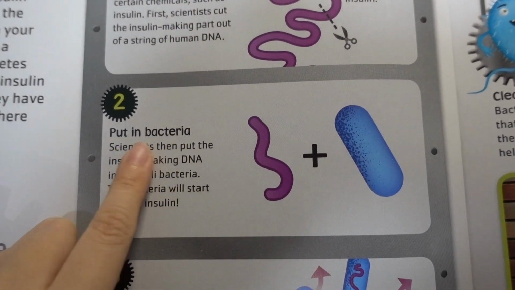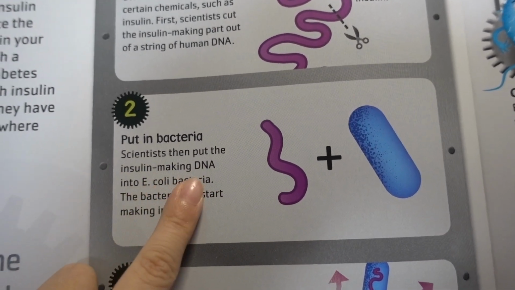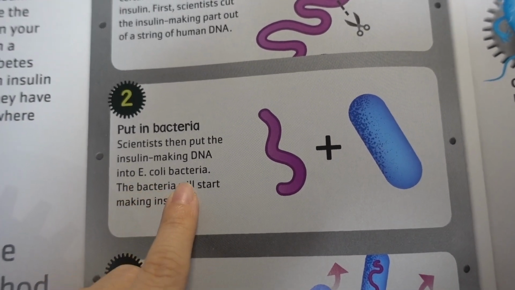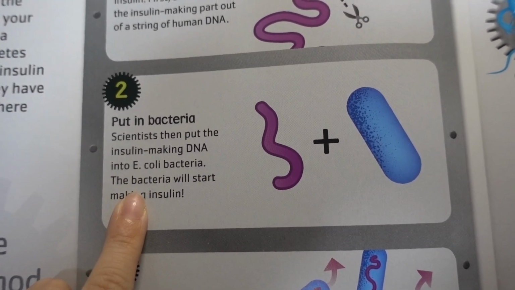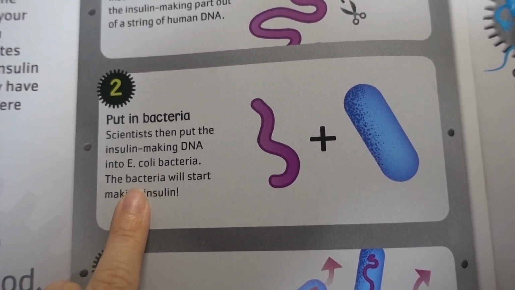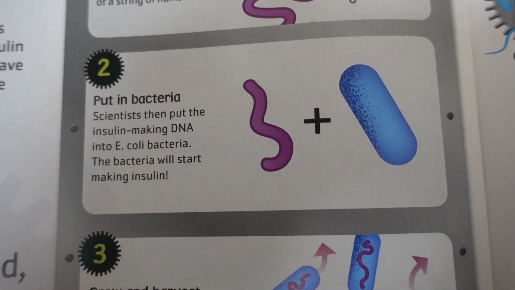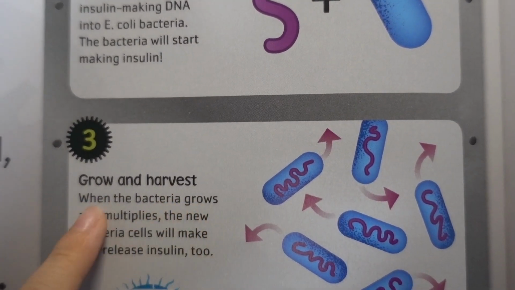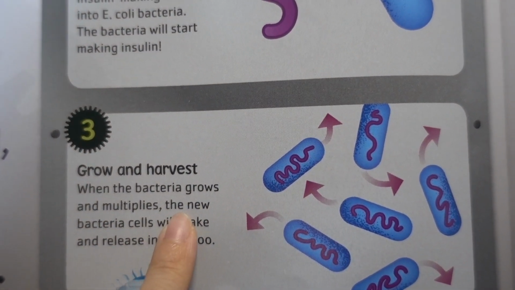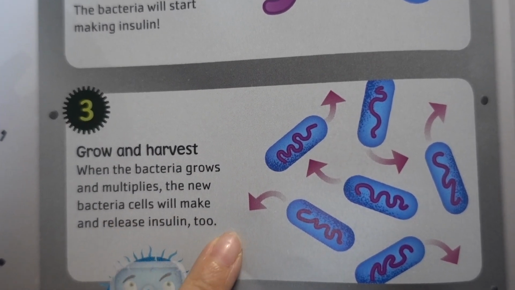Put in bacteria. Scientists then put the insulin-making DNA into E. coli bacteria. The bacteria will start making insulin. Grow and harvest. When the bacteria grows and multiplies, the new bacteria cells will make and release insulin too.